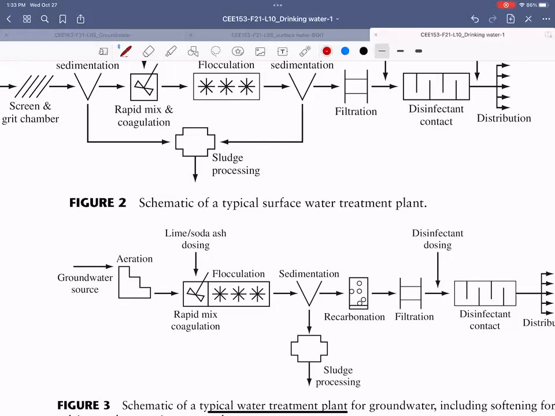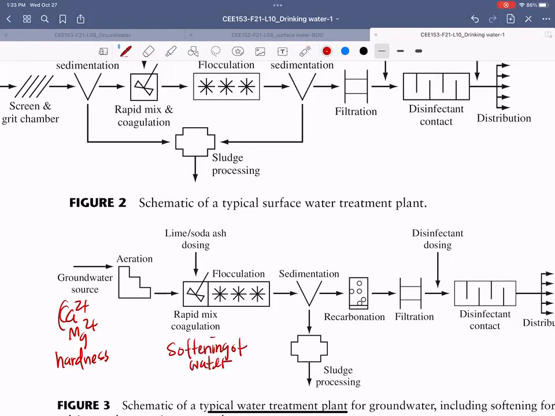Hardness is basically how much calcium and magnesium you have. So you have lots of calcium and magnesium, which is called hardness. The hardness is so high. There is a definition of what that means, and we'll learn that. Because it's hard water, you want to soften it. So this is the softening process, softening of water.